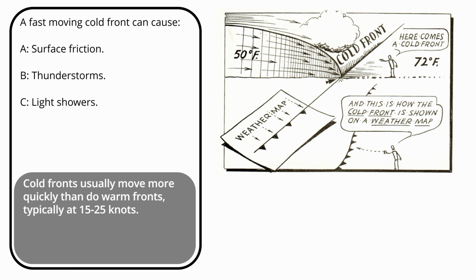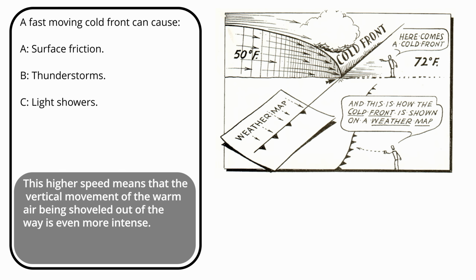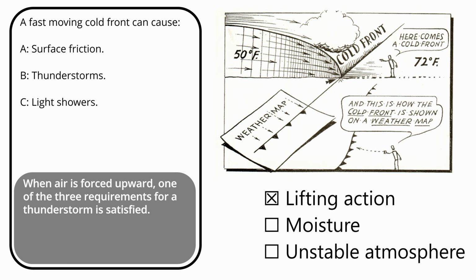Cold fronts usually move more quickly than do warm fronts, typically at 15 to 25 knots. This question, though, specifies a fast-moving cold front, which means at least 30 and as fast as 50 knots. This higher speed means that the vertical movement of the warm air being shoveled out of the way is even more intense. When air is forced upward, one of the three requirements for a thunderstorm is satisfied.